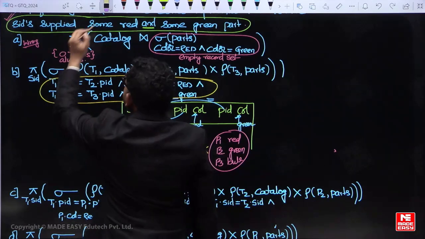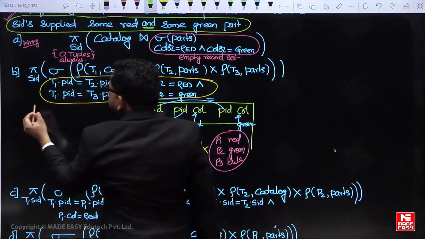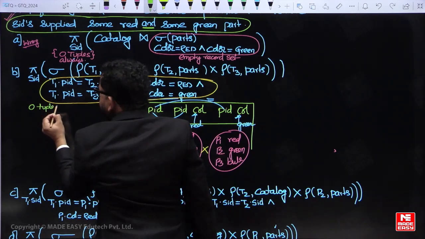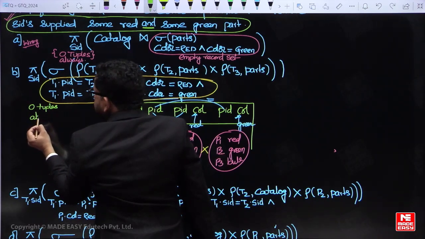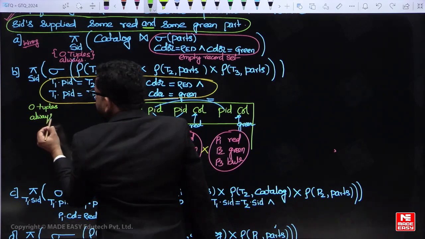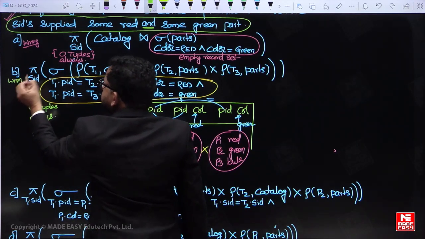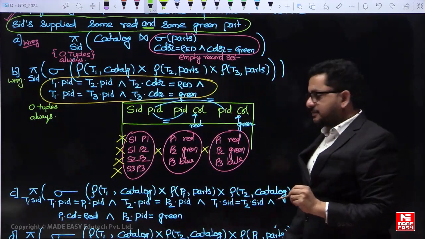So the result of this query is also 0 tuples, always 0 tuples. This result is also always 0 tuples. This is also a wrong query for the given specification, right?